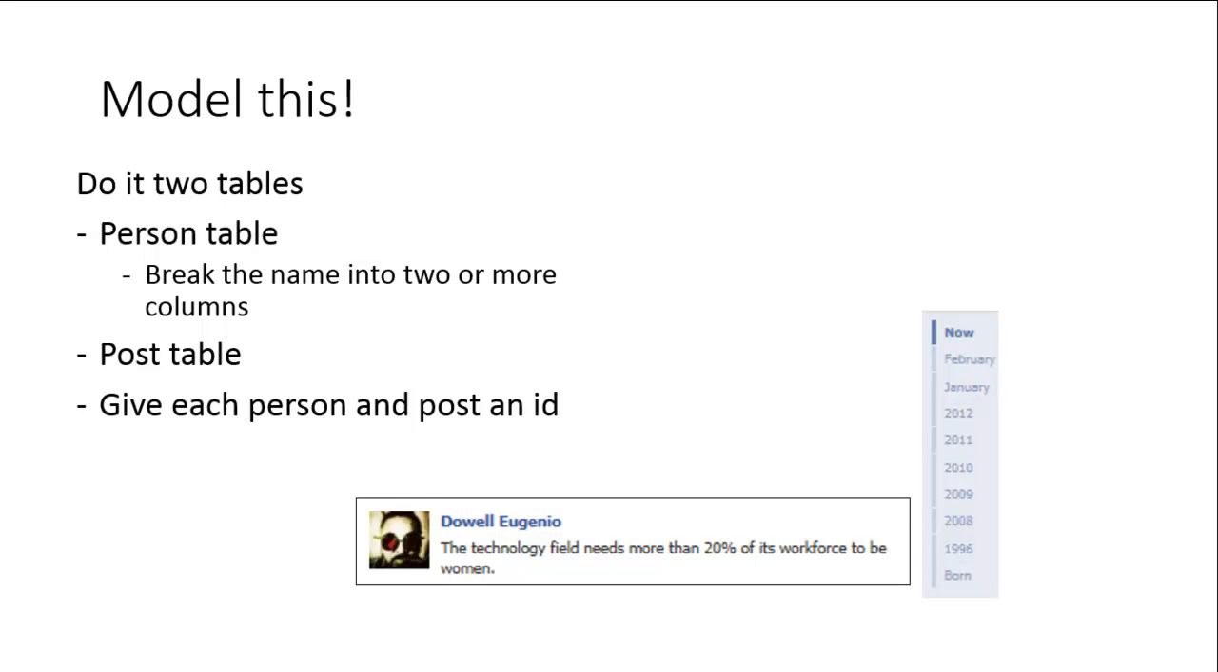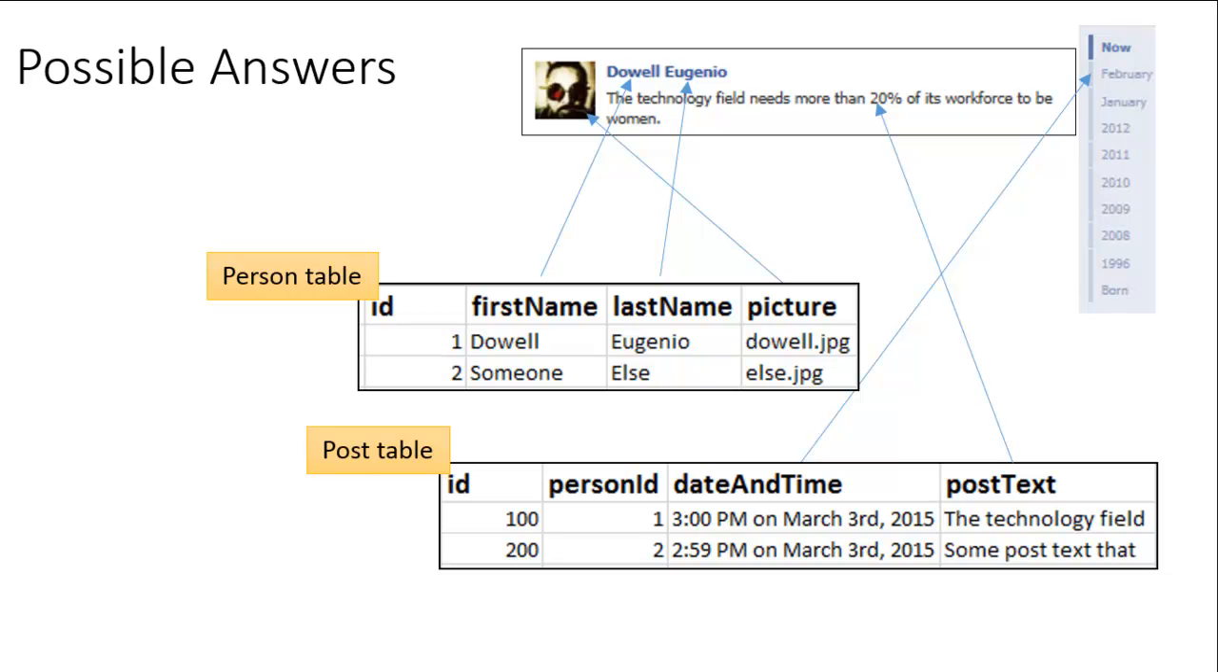Okay, here's my possible answer. I have a person table and a post table. Notice I've added an ID to each of those tables. To keep things straight, I've put the IDs as 100 and 200 in the post table, but 1 and 2 in the person table. So now I have Doel, and I put somebody else in there just to show you a couple of rows. The first name still points to Doel's first name, the last name still points to his last name, the picture still points to his picture, but now the post text is in the post table.